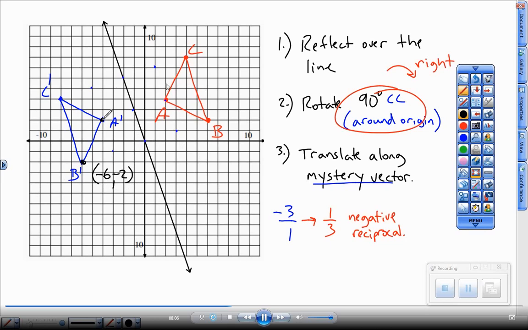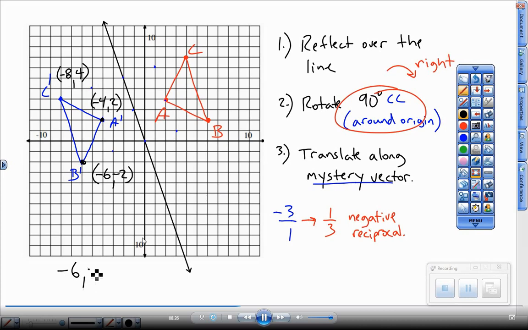Flip it, and the right one becomes opposite. Quarter turn to the right around the origin: flip the points, make the right one opposite. If that was a quarter turn to the left, counterclockwise, flip it, make the left one opposite.